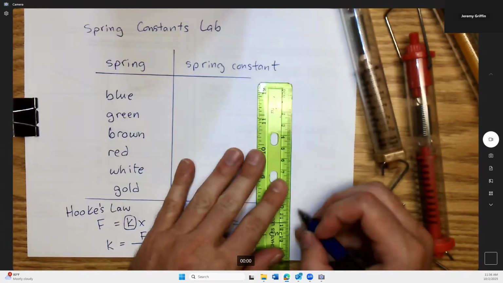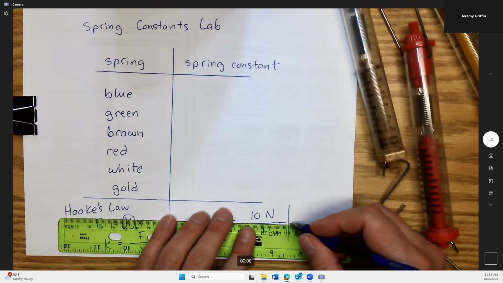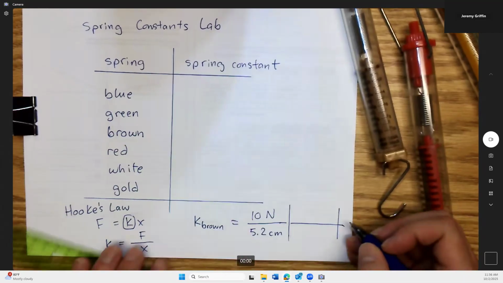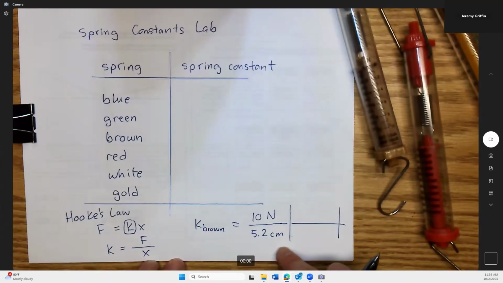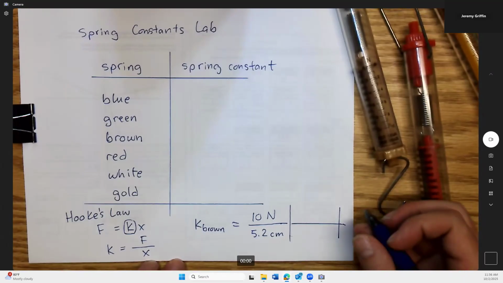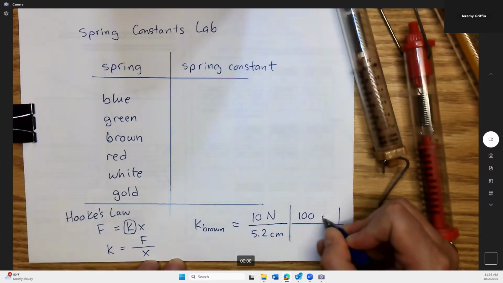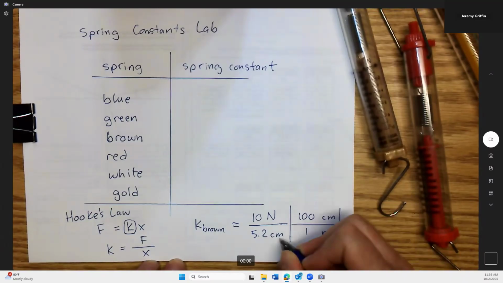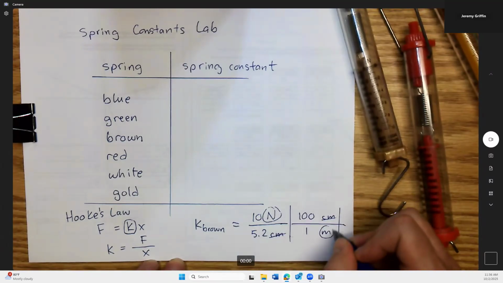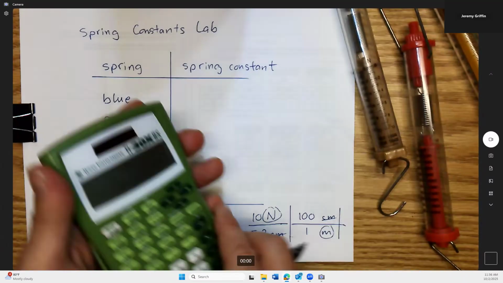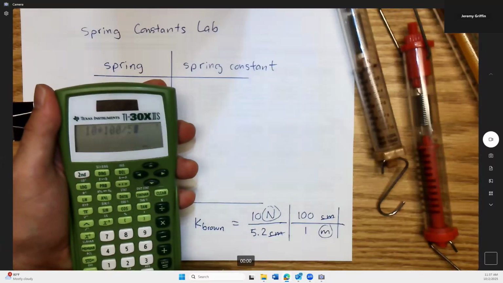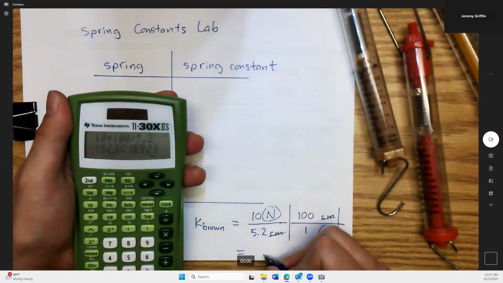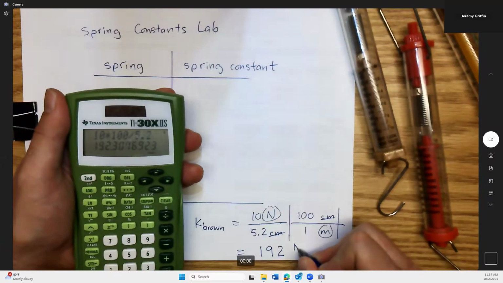So let's do one more step here. Oh, look, I got some railroad tracks. How many centimeters are in 1 meter? 100. Okay, so if I want to convert this to newtons per meter, does the number 100 go on top or on bottom? Yeah, on top. 100 centimeters is equivalent to 1 meter, which gives me newtons per meter. So let's try this out in the calculator. What's 10 times 100 divided by 5.2? This would be 192, and the unit is newtons per meter.